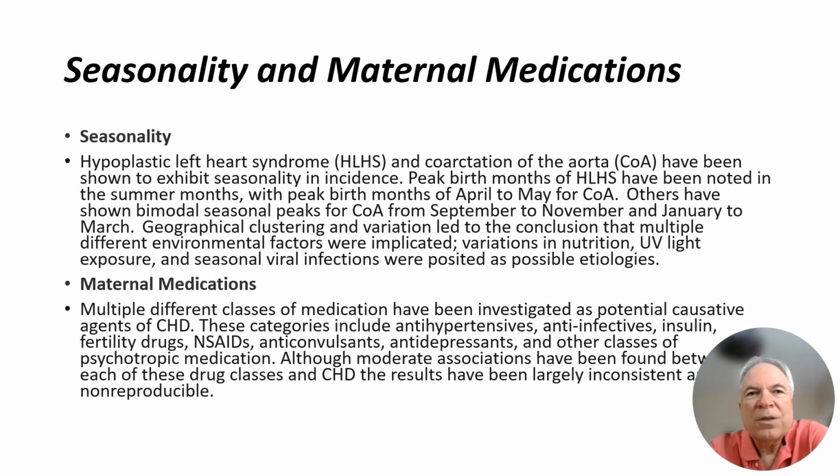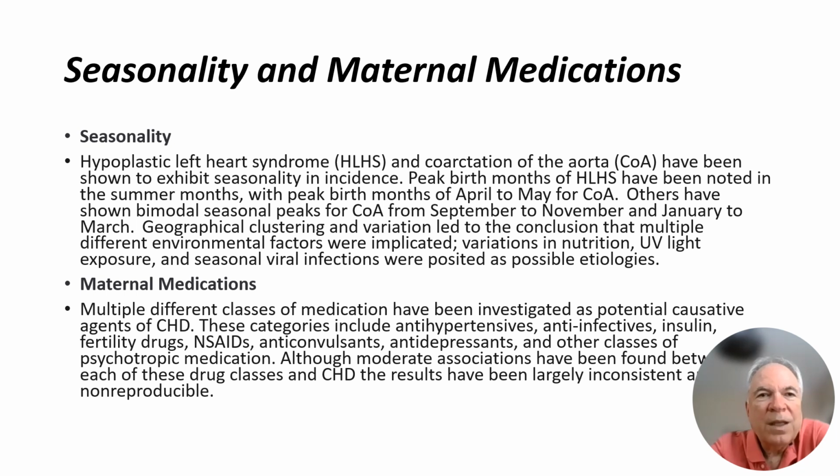Hypoplastic left heart syndrome and coarctation aorta have been shown to exhibit seasonality. Peak birth months have been noted in the summer months for hypoplastic left heart syndrome, and April to May for coarctation of the aorta. Some other studies have shown bimodal season peaks for coarctation from September to November and January to March. And there's also geographical clustering and variation of congenital heart disease in different areas of the country, and that's affected by environmental factors, nutrition, UV light, viral infections as possible etiologies.